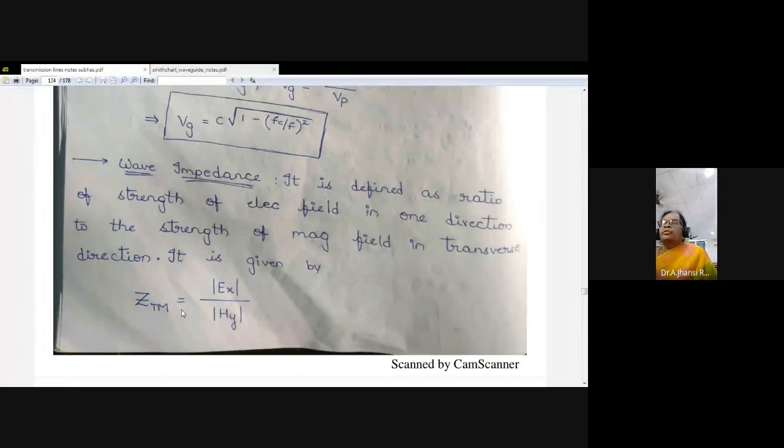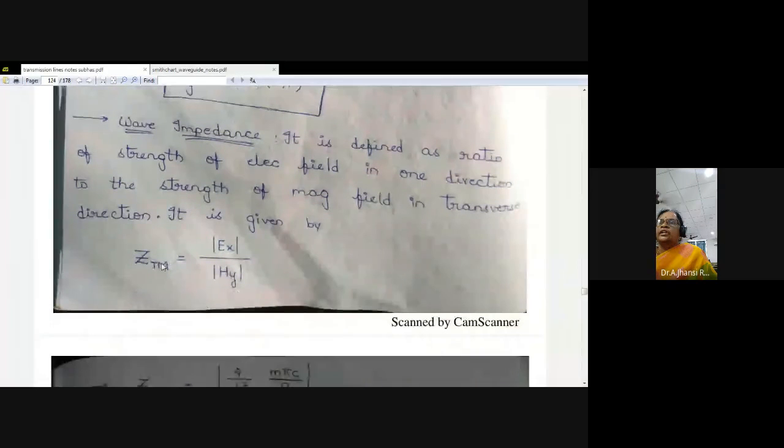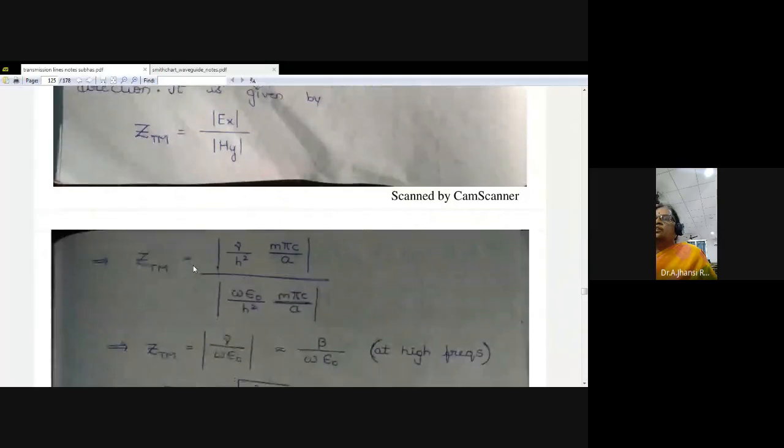Now when the wave is propagating in the Z direction, the electric and magnetic fields are transverse to the direction of propagation. You can define Z as the impedance. It is the ratio of magnitude of Ex by Hy. This is the Z direction. So the electric and magnetic fields are transverse to the direction of propagation.